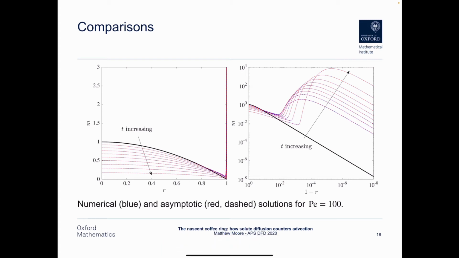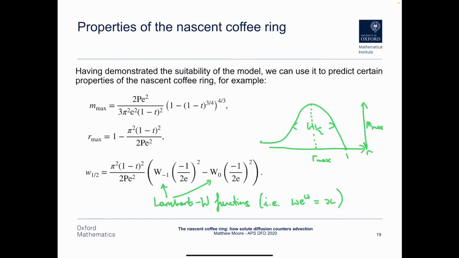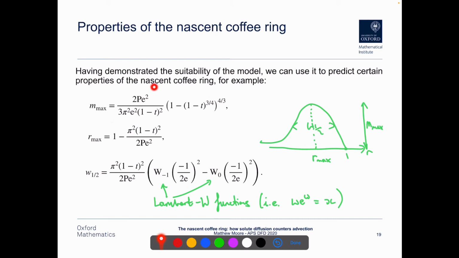So now we know that they're reliable, we can use these asymptotics to predict certain properties of this nascent coffee ring that has formed. So for example, we might be interested in the height. So this is the maximum peak of the coffee ring. So in this little schematic here, it's this height here. We'd also like to know where that peak is. So this is our max. So that's that location here. And then this last thing is sort of a measure of the width of the coffee ring. So it's full width at half maximum, and we call it W1/2. And you can solve for all of these things from the asymptotic solution explicitly.